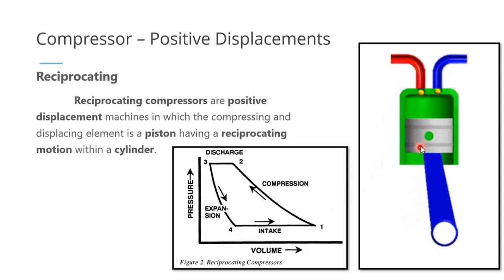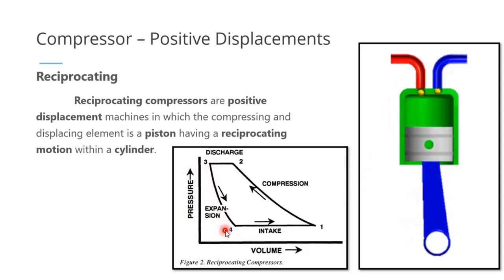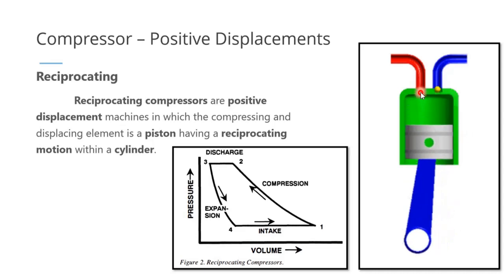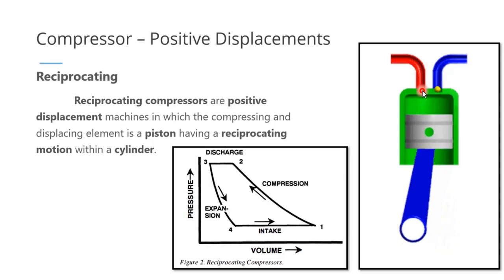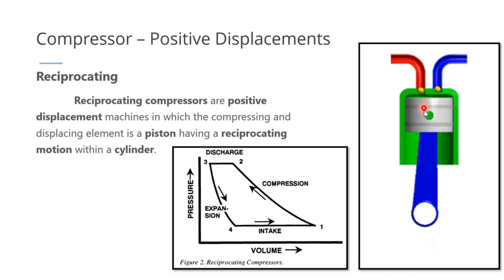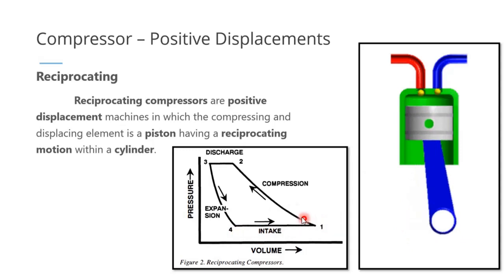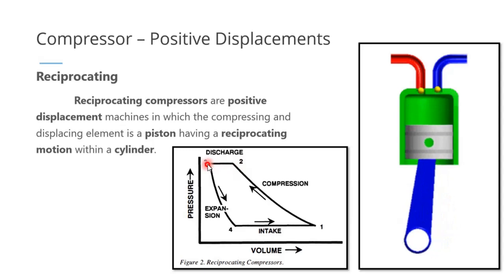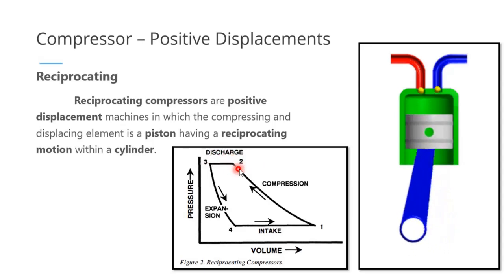So, pag bumaba yung piston, expansion, 3 to 4, then, pag doon na siya sa bottom dead center, mag-open yung intake valve to allow inlet of air or gas. Then after that, 4 to 1, magkakaroon ng compression 1 to 2. So tataas yung piston, mako-compress yung air or gas. Then mag-open yung discharge valve. So that's process 2 to 3. And so that's for reciprocating compressor.